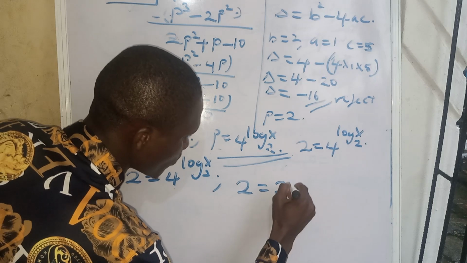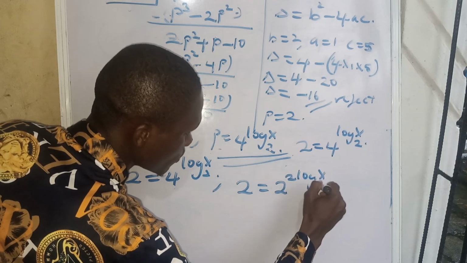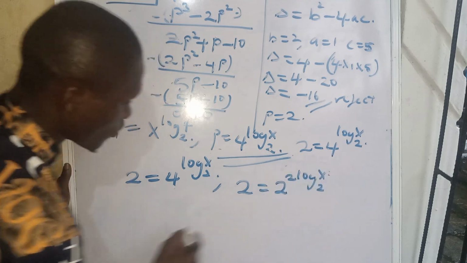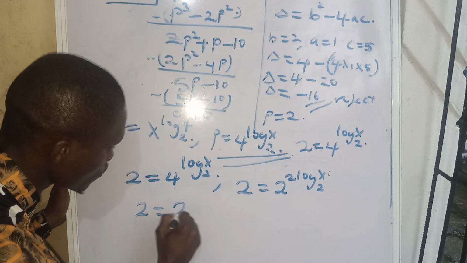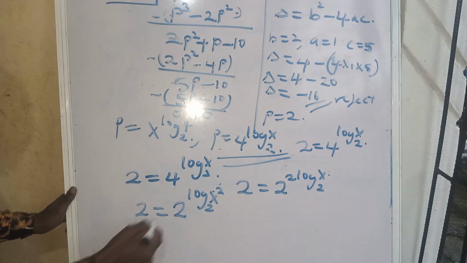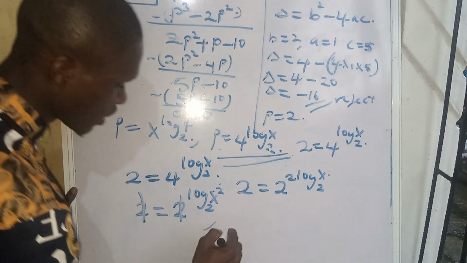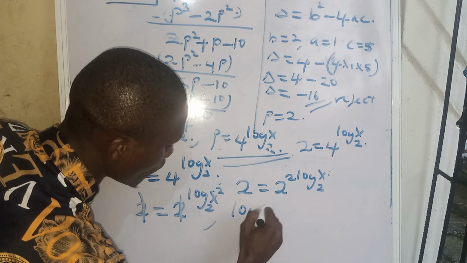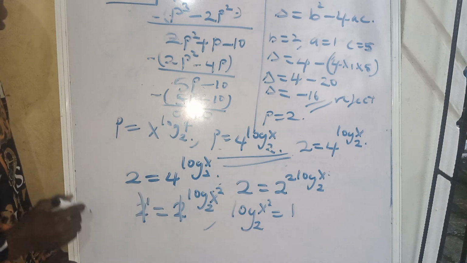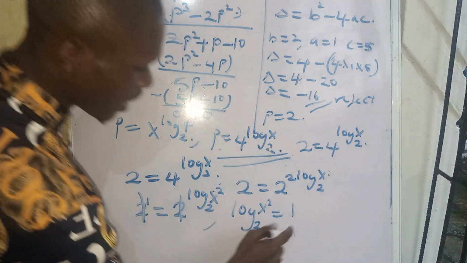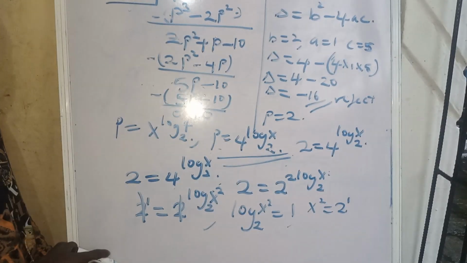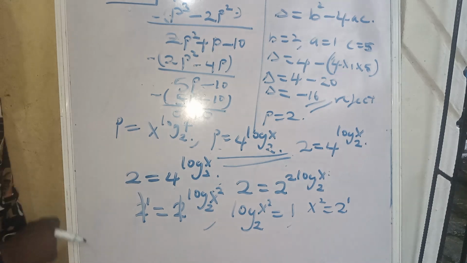We can write this as 2 is equal to 2 to the power of 2 log x to base 2. If we bring this 2 to the top, we can have 2 is equal to 2 to the power of log x squared to base 2. So this and this will cancel out. What are we left with? We are left with log of x squared to base 2 is equal to 1, because this one is carrying a power of 1. From here, we can say our x squared is equal to 2 to the power of 1.